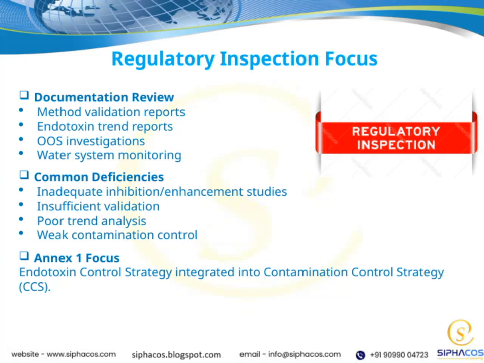When regulators come knocking, they zero in on a few key areas. They'll review documentation closely: method validation reports, endotoxin trend reports, investigations into out-of-spec results, and water system monitoring records. Common shortcomings pop up here, like inadequate inhibition studies, insufficient validation, weak trend analysis, and poor contamination control. Annex 1 raises the bar, emphasizing that endotoxin control must be fully integrated into the overall contamination control strategy. This integration is critical for meeting today's expectations.